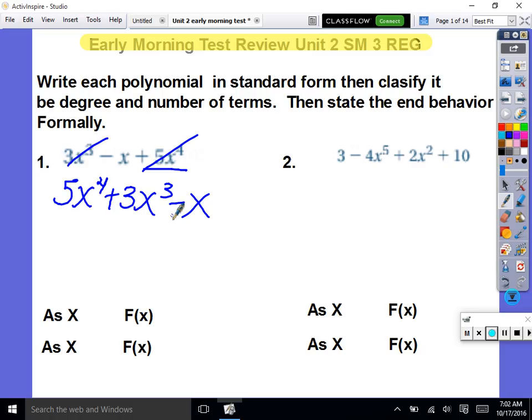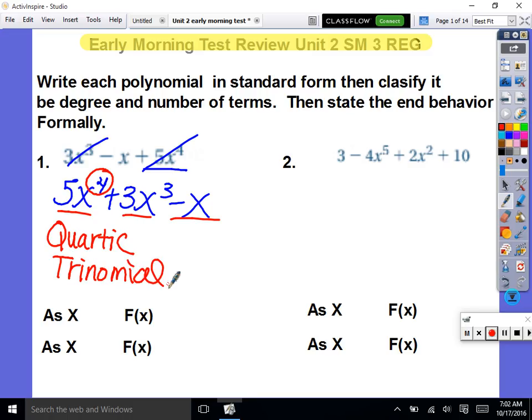So now we'll name it, classify it by degree and number of terms. So you go with the highest degree. So 4, you got to know your names. That's quartic. 4 quarts in a gallon, right? You'd say a quartic. And then there's 1, 2, 3 terms. You've got to do this after you combine like terms. So it's a trinomial. Remember, triangles have 3 points. Make sure you don't confuse degree 3 and say trinomial for degree 3. Degree 3 is cubic, right? Trinomial is for 3 terms, okay? Quartic trinomial.